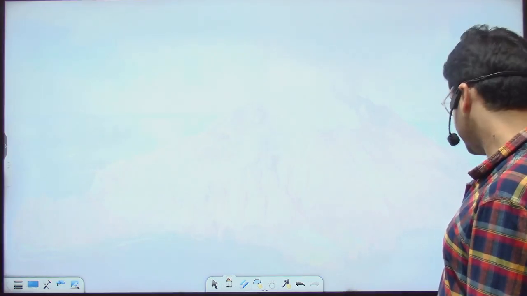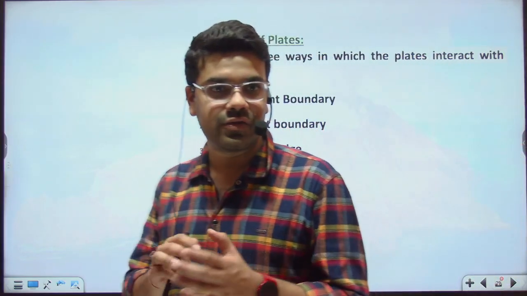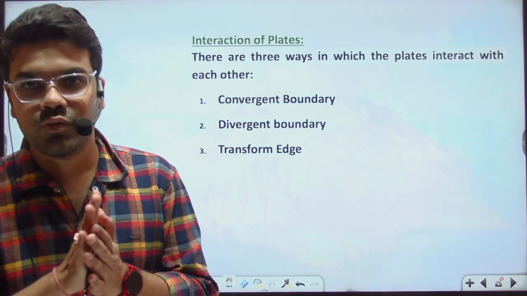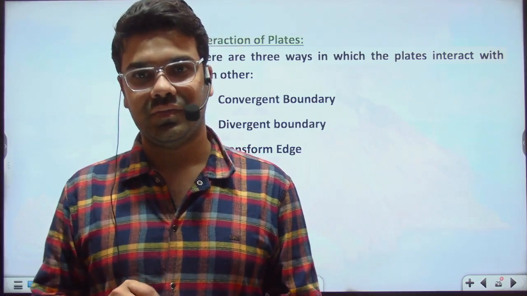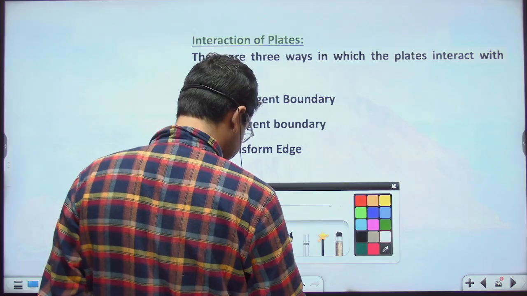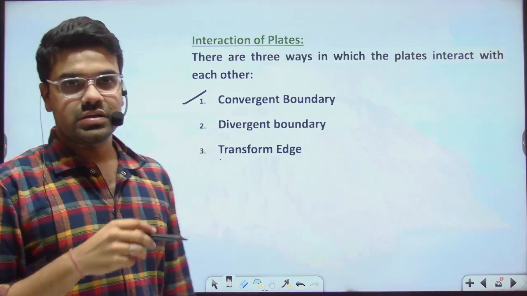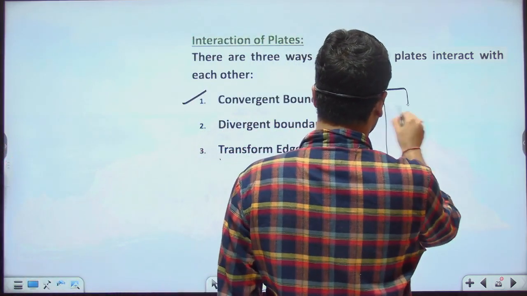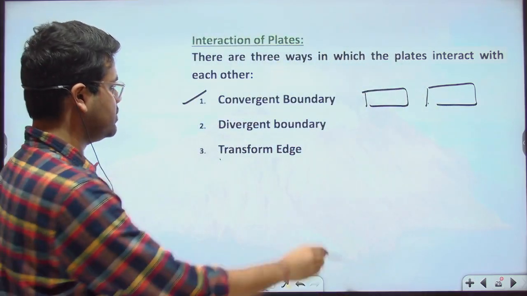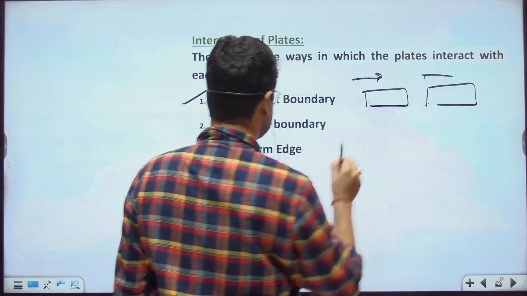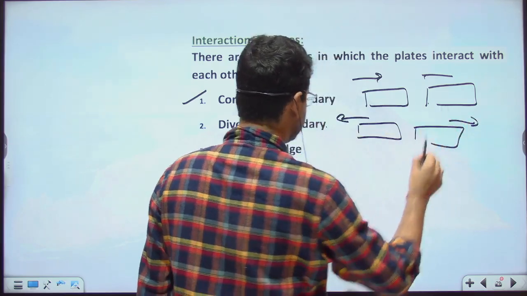Now he said that all the plates are moving. Why are they moving? Because of the convection currents. All the plates are moving and these plates interact with each other. The first type of interaction is convergent boundaries, when two plates are colliding with each other. Divergent plate boundaries, when two plates are moving away from each other.